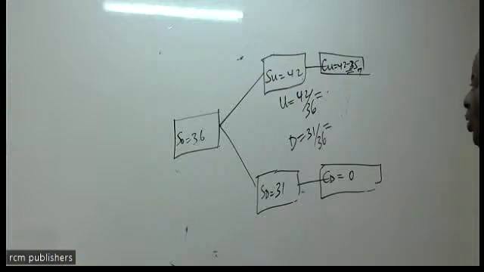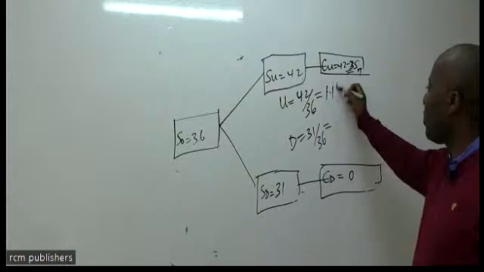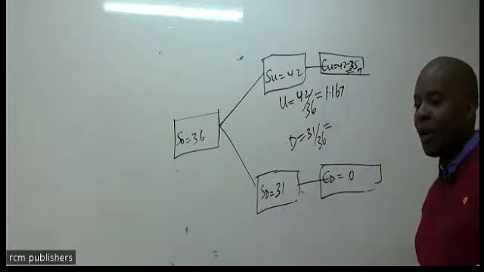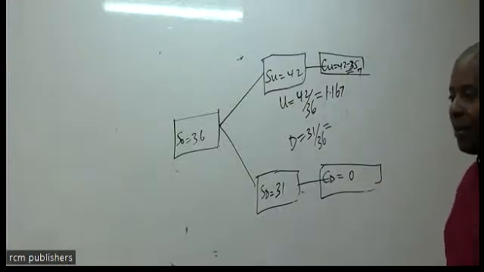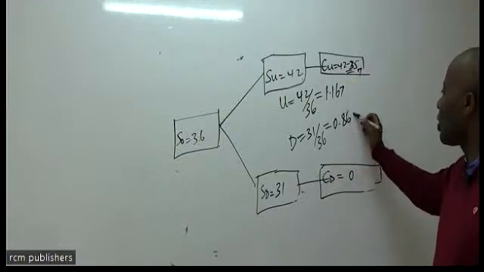42 over 36, 31 over 36. So the first one, the upward, is 1.167, to 3 decimal places. How about the downward? Downward, 0.861. Thank you so much.